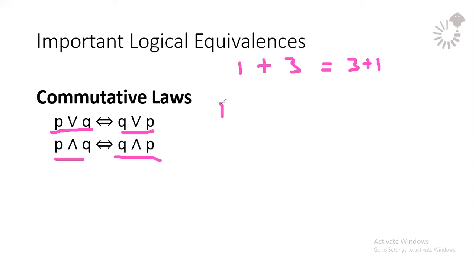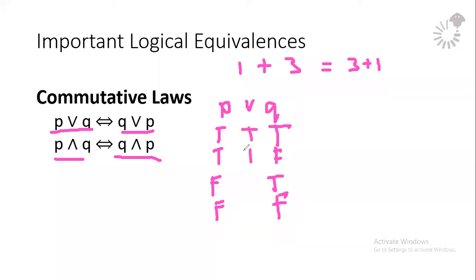Let us test the first equation. P or Q. So P or Q, true, true, false, false, and true, false, true, false. True or true is true. True or false is true. False or true is true. False or false is true. Sorry, false. This is the answer.